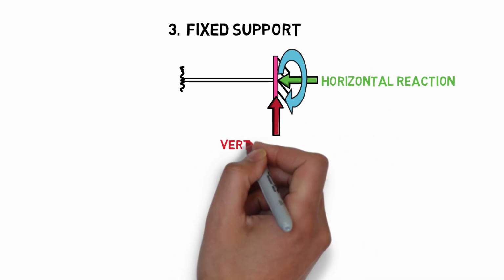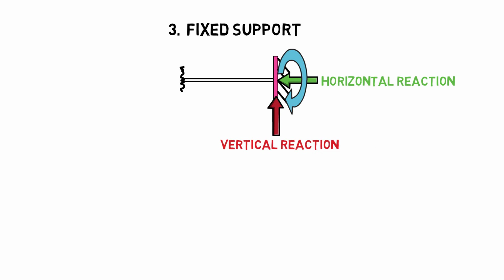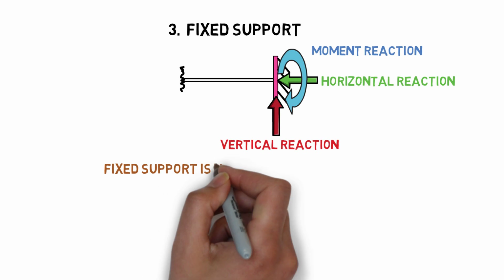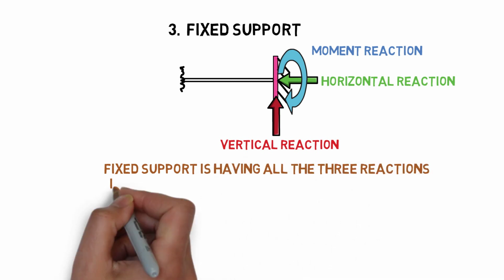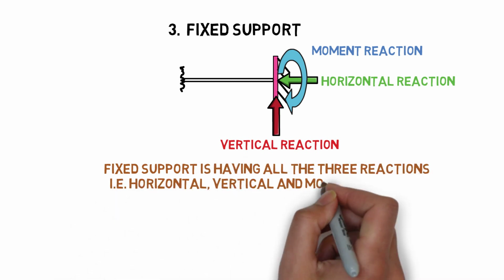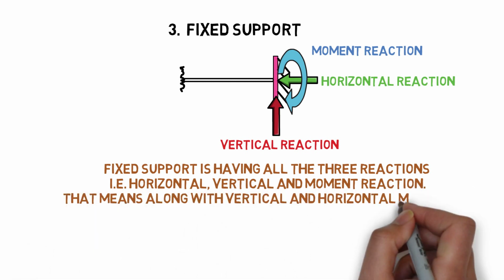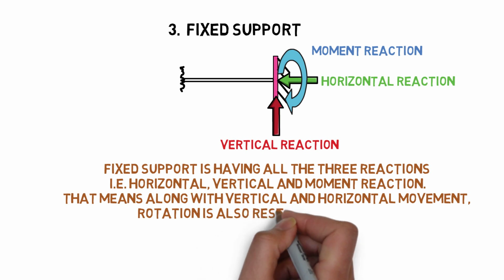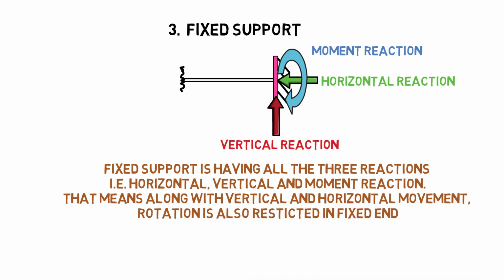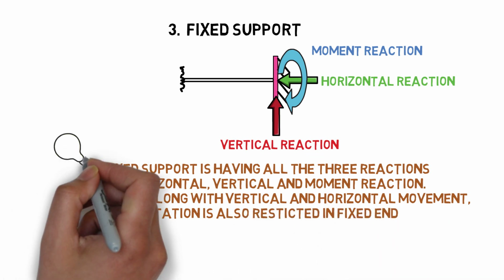It can be summarized that fixed support has all three reaction components, that is horizontal, vertical, and moment reaction. That means along with vertical and horizontal movement, rotation is also restricted at the fixed end.